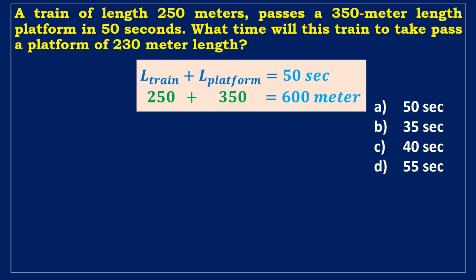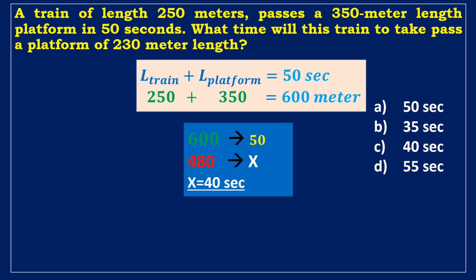According to the problem, the length of the train is 250 meters. The length of the platform is 350 meters. The total length is 600 meters. The train takes 50 seconds to pass the 350 meter platform length, including the 250 meter length of the train. The time required to pass the 230 meter platform length, including the 250 meter length of the train. Based on this information, we will frame two equations. 600 meters equals 50 seconds. 480 meters is then x seconds. By solving x, we obtain 40 seconds to pass a platform.